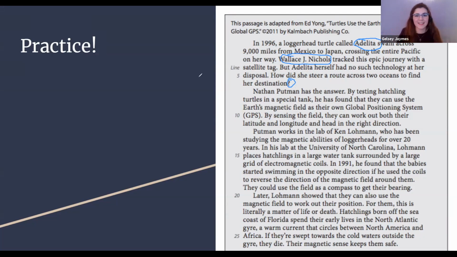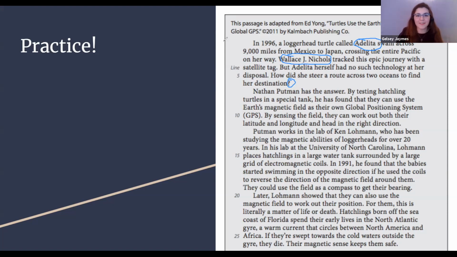All right, let's go to the second paragraph. Nathan Putman has the answer. By testing hatchling turtles in a special tank, he has found that they can use the Earth's magnetic field as their own global positioning system, or GPS. By sensing the field, they can work out both their latitude and longitude and head in the right direction.